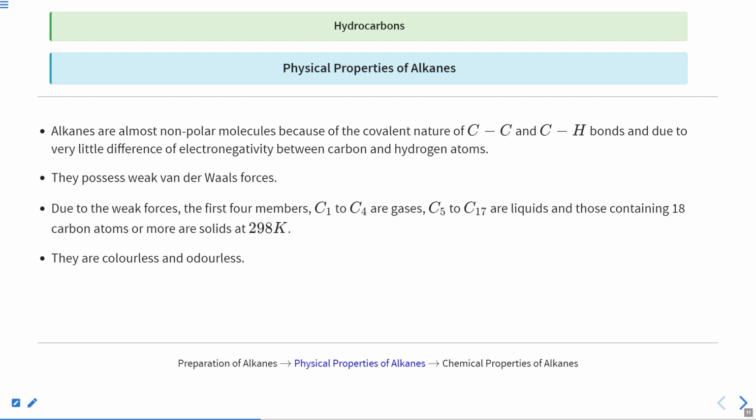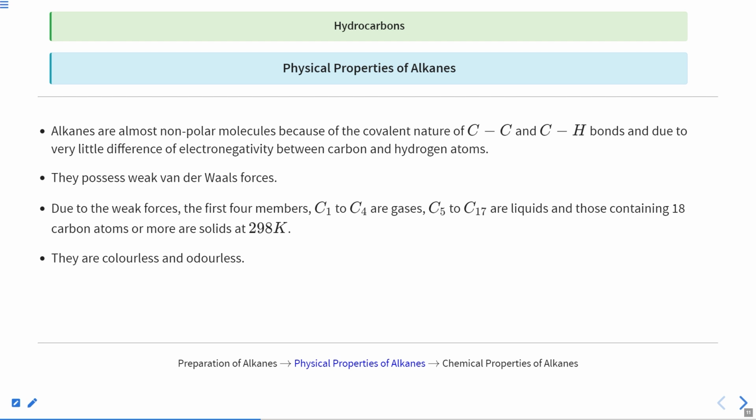Now, due to the weak force, the first four members of the alkanes, starting from C1 to C4, are gases. So if you talk about CH4, C2H6, C3H8, and C4H10, they all are gases because of the weak van der Waals forces present. But as the molecular mass increases, the forces between the molecules increase, which is of course due to the size of the molecule.